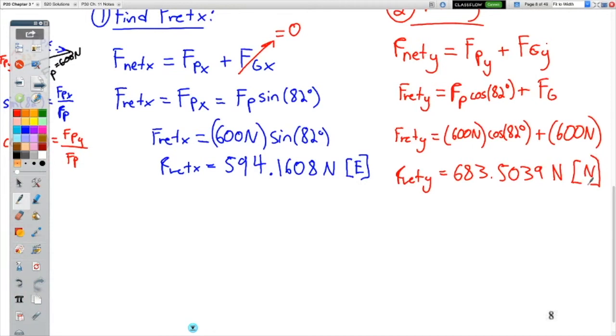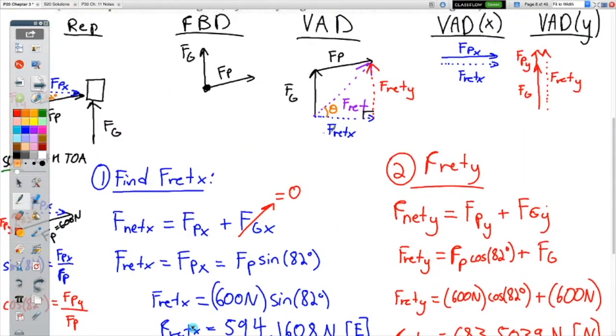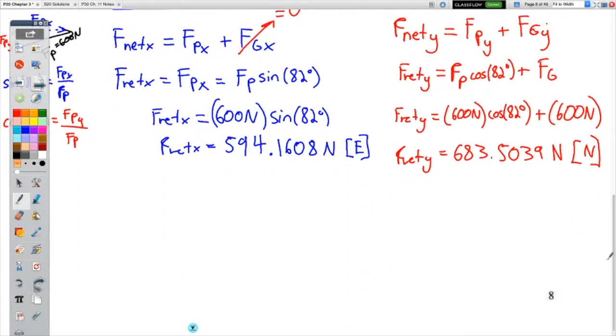Okay, do you see what we've done here? We've now built two sides of our triangle. We're putting together the resultant, or the net, triangle. We got F net X, check. We've got F net Y, check, right? So if you've got two sides of a right triangle, can you find the third? You betcha. So let's go ahead and do it.